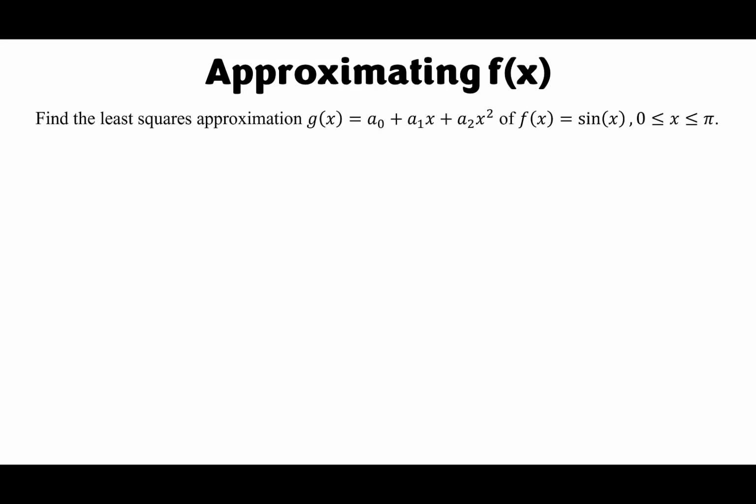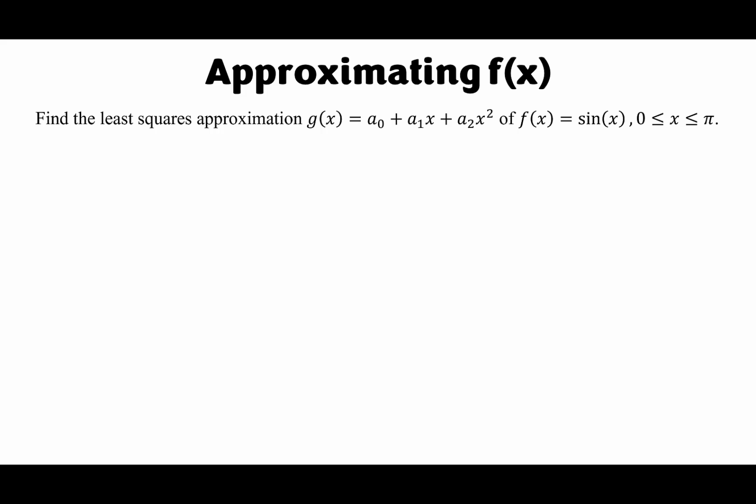Now we're going to look at approximating a function f of x using a set of basis functions. So we're going to do what's called finding the least squares approximation. And that'll be g of x equaling a0 plus a1 x plus a2 x squared, where f of x is equal to sine of x on the interval from 0 to pi. So in other words, we're trying to find the best quadratic that fits the function sine of x just on the interval from 0 to pi.